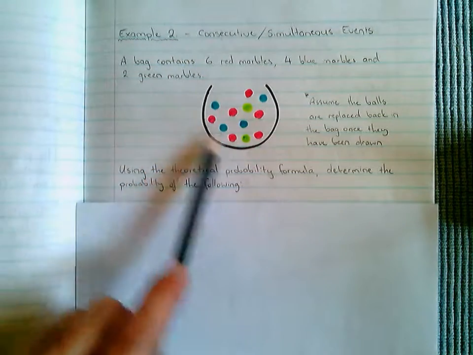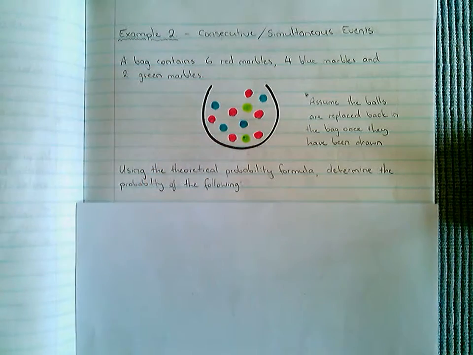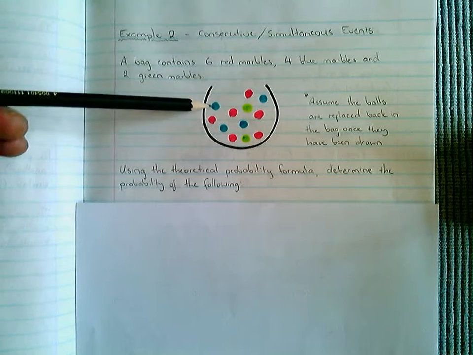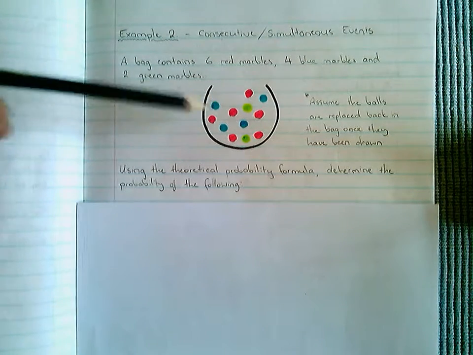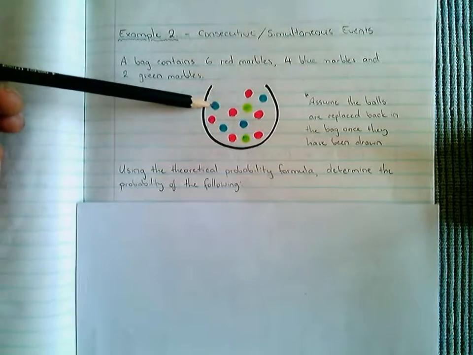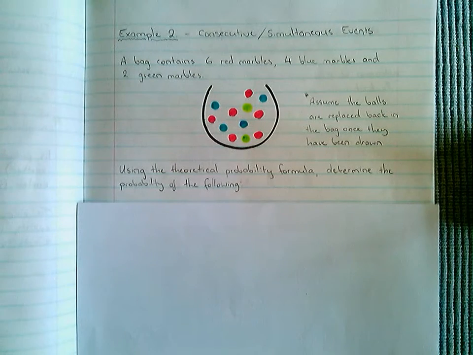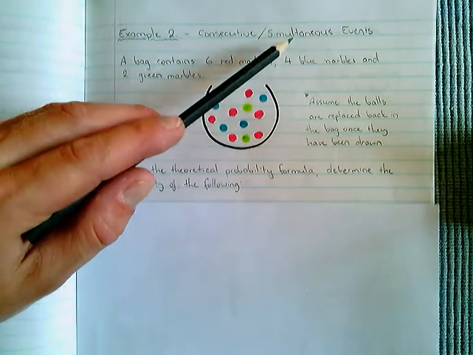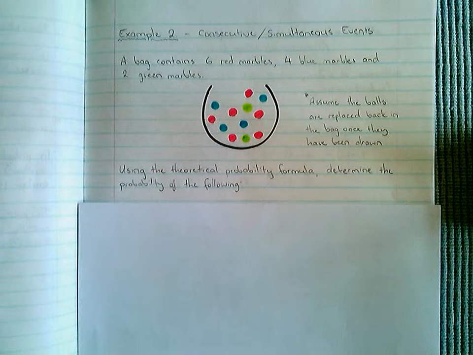Just looking at this bag of marbles really quickly. A consecutive event would be something along the lines of saying, what's the probability of selecting a red ball and then a blue ball. Simultaneous events are events that occur simultaneously, or at the same time. So an instance of that would be, what would be the probability of selecting two balls, one of which is red and one of which is blue.